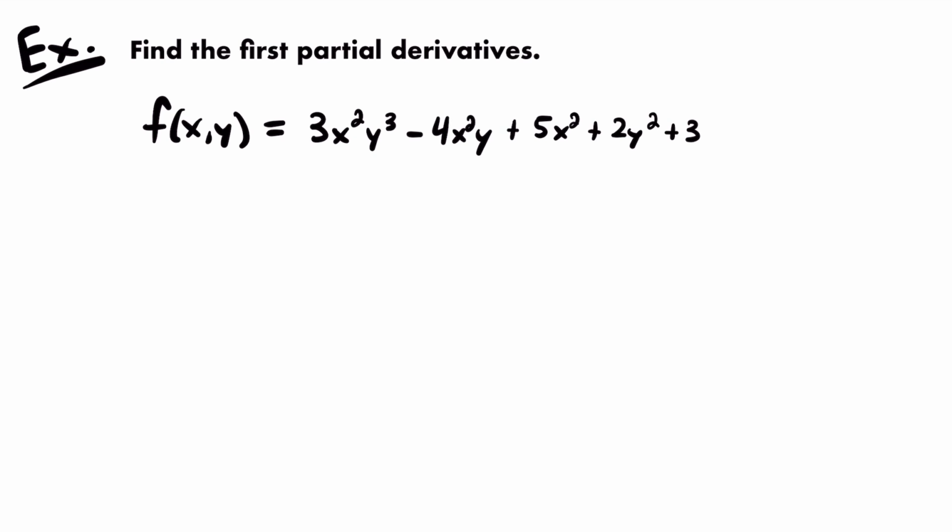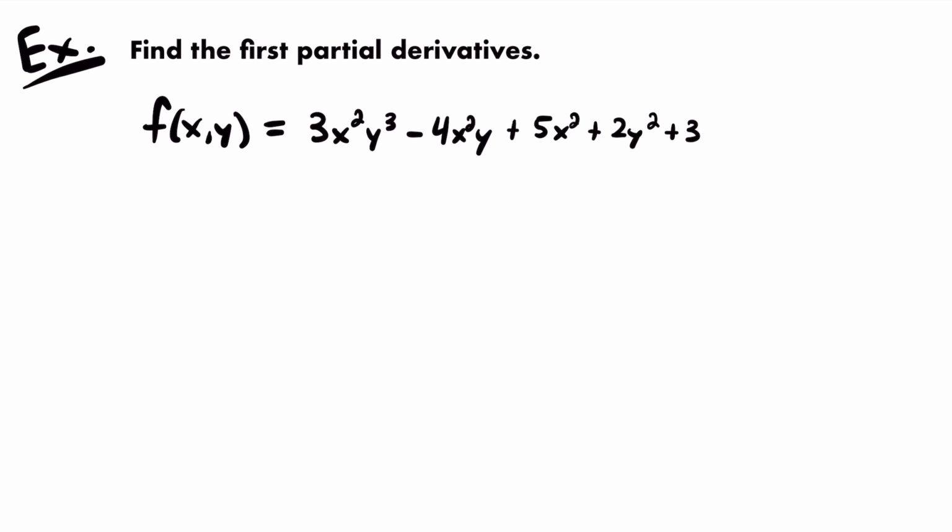Okay, so here's our first example. We want to find the first partial derivatives of this multivariable function. We have f of x y is equal to 3x squared times y cubed minus 4x squared times y plus 5x squared plus 2y squared plus 3.